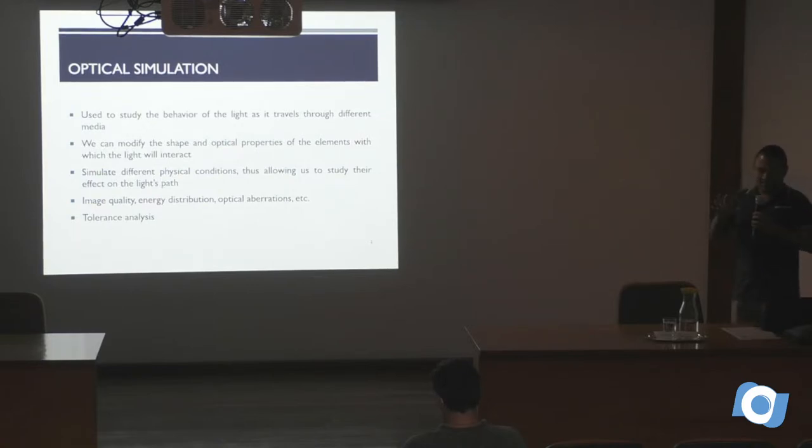We can modify in an optical simulation the shape, the optical properties, the elements, everything: the geometry, the composition, the mechanics, the temperature, etc. of the elements and of the media to try to study the behavior of light. What's the goal? It's to simulate actual physical conditions, thus allowing us to study the effect on the light's path. What we can achieve with this is image quality, energy distribution, optical aberration, and tolerance analysis. This is, for example, for designing of optical elements.